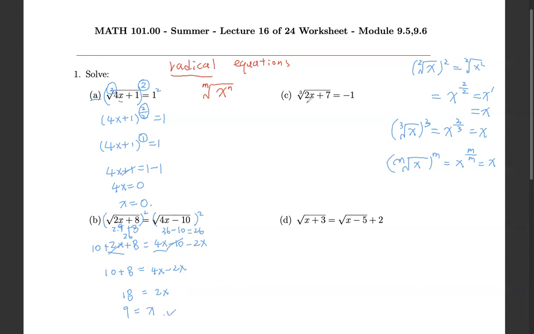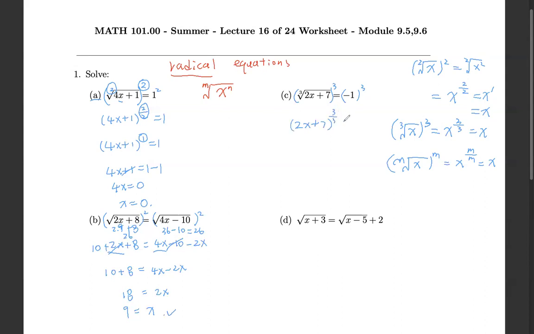Let's see C. C, the index is 3. So we don't raise by 2, we're going to raise by 3 on both sides. Then 3 over 3 becomes 1. So we just get a 2x plus 7.